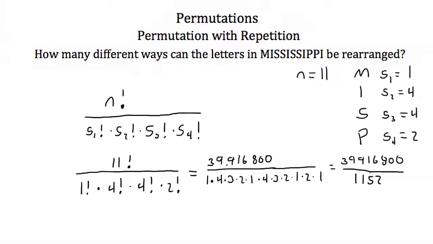So 39,916,800 divided by 1,152 is 34,650. So there are 34,650 different ways that the letters in Mississippi can be rearranged. And that completes the tutorial on permutations.